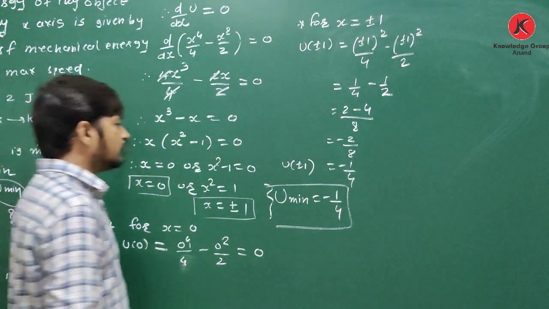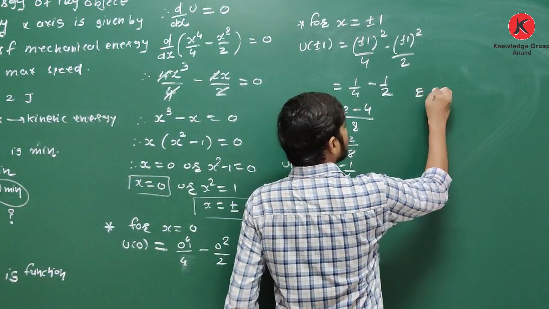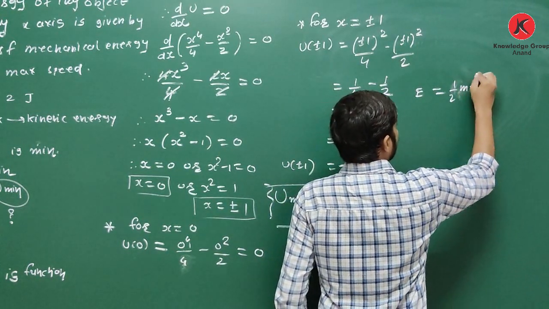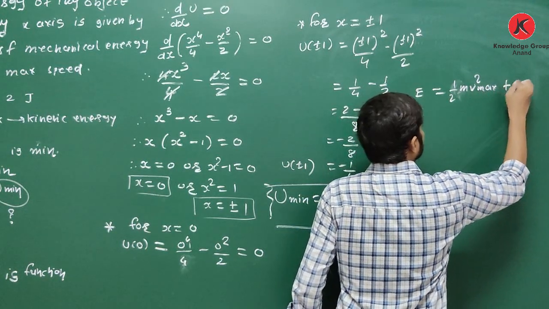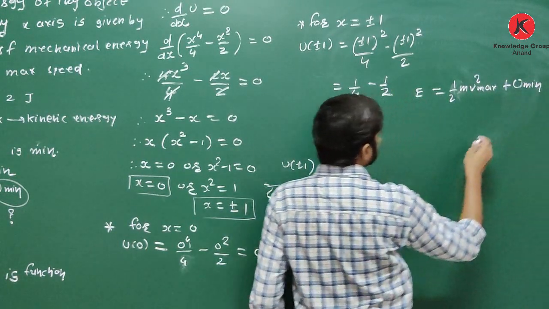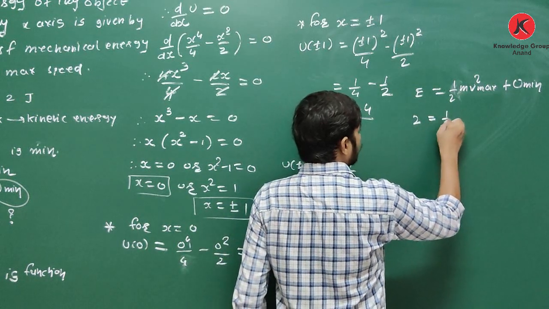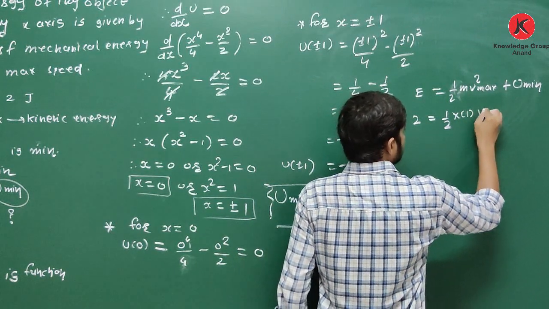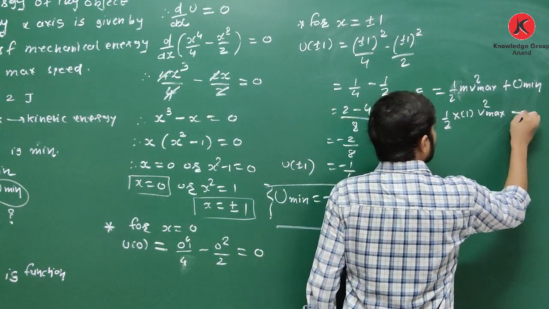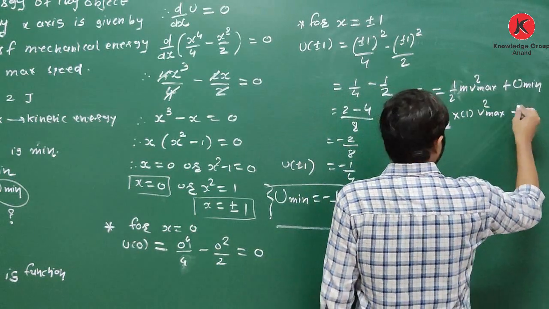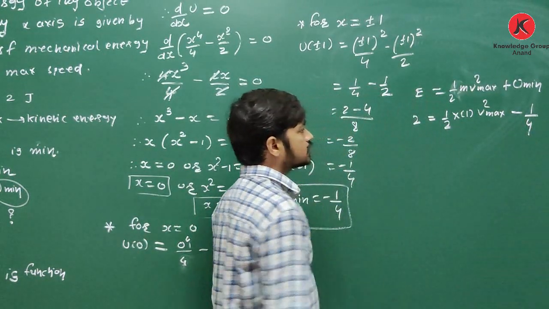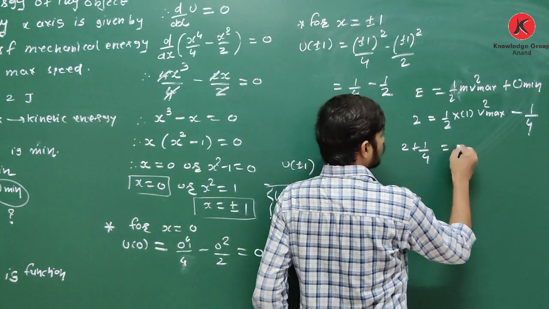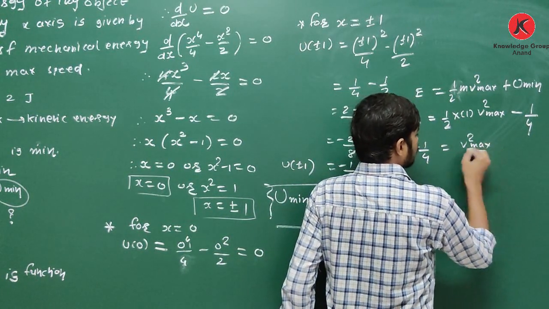Now we have to put this value in the equation, that is E is equal to K maximum, that is half m V square maximum, plus U minimum. What is the mechanical energy? It is 2. What is the value of mass? Mass is given, it is 1 kg. Here it is V square maximum, and the value of U minimum is minus 1 by 4. If you take this term to this side, then it is 2 plus 1 by 4 is equal to V square maximum divided by 2.